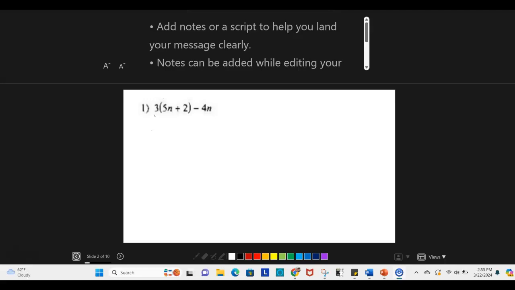We'll take the 3 and we'll distribute it to 5n. So that's going to be 3 times 5n. Sorry, I'm writing with a mouse, so you'll have to excuse any messy writing. And then we're also going to distribute the 3 times positive 2. So that would be plus 3 times 2. Now we're done distributing, so we're simply going to bring down this minus 4n here.